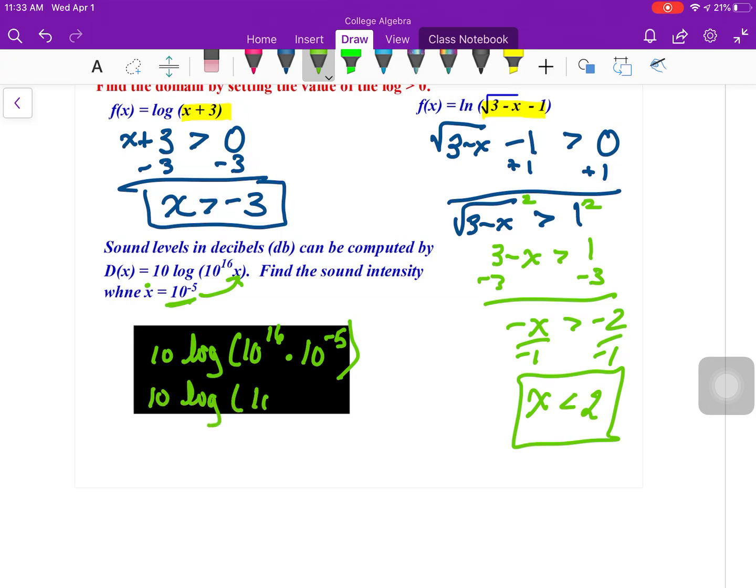So that is 10 log 10 to the, when you multiply, you add your powers, 11th. So this 11 multiplies to the front, so I have 11 times 10 log 10. Well, log 10 reduces out, so I have 11 times 10, which is 110 decibels.